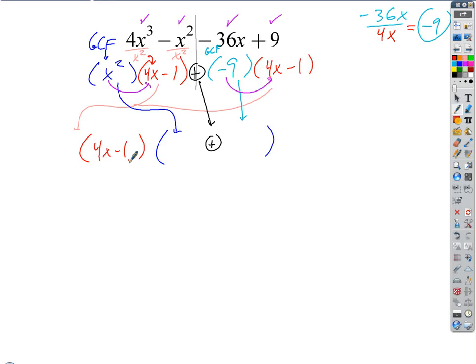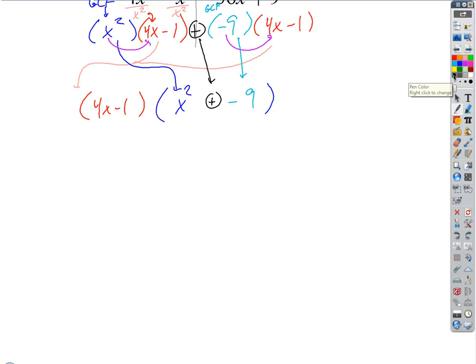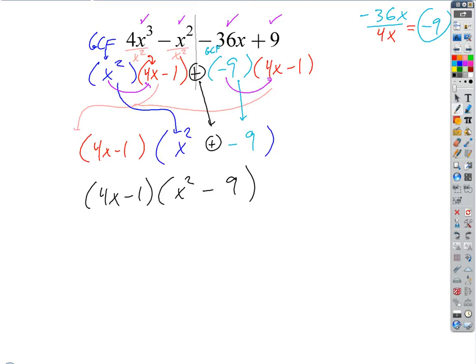What's left behind if I do that? x squared plus negative 9 is what's left behind, right? And so we end up with x squared plus negative 9, and then we could rewrite that in an easier form, x squared minus 9. So we get 4x minus 1 times x squared minus 9. Good. Factoring by grouping did its job. We broke this thing down, split it apart from one big factor into two much smaller ones. This one's done, for sure, because the x is not being squared. This one may or may not be done. Could I go further with this factor?